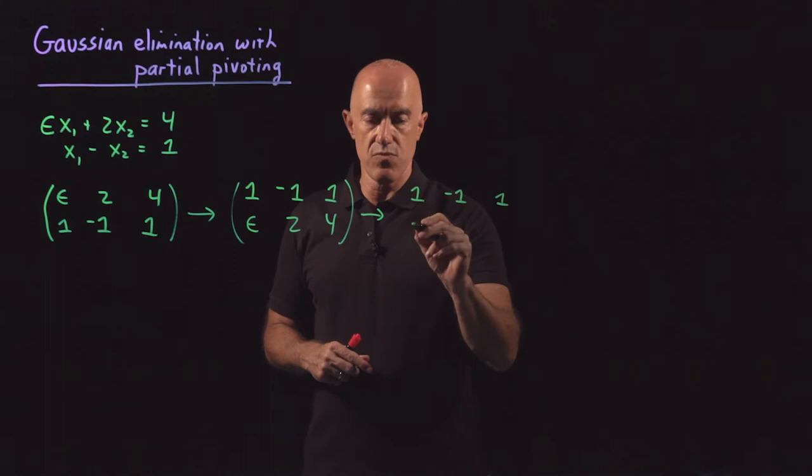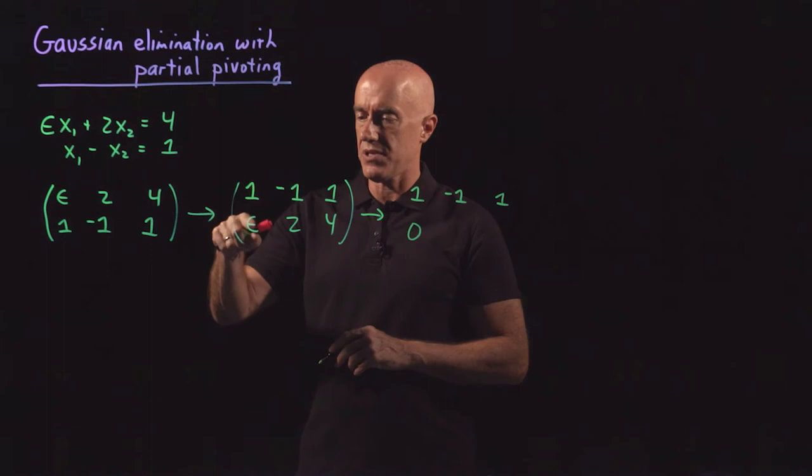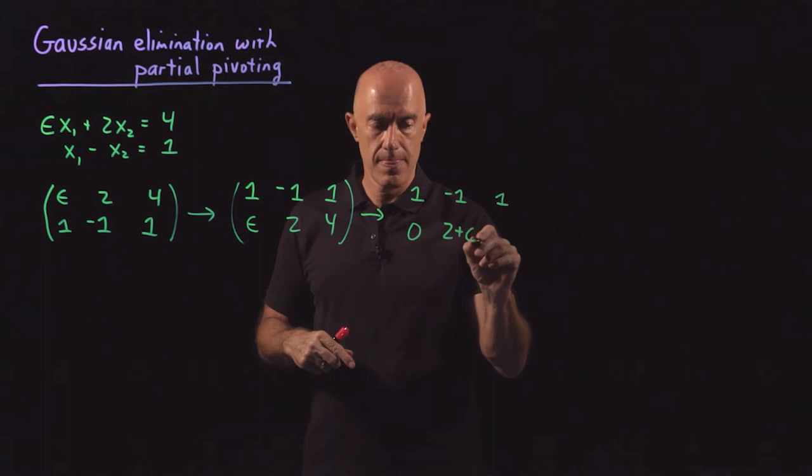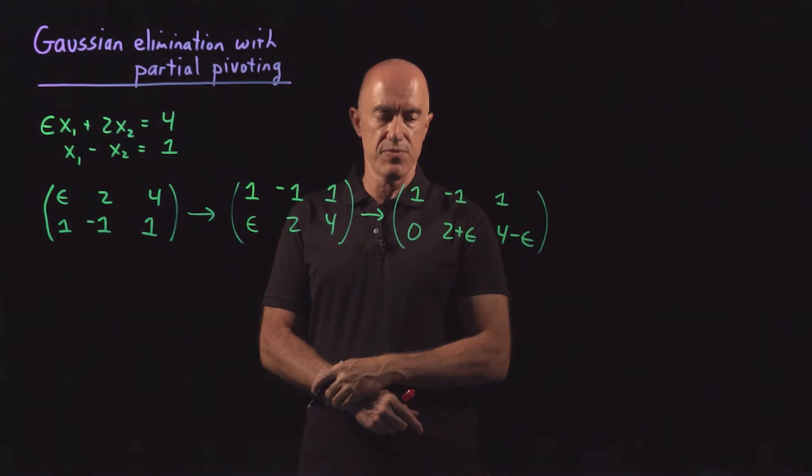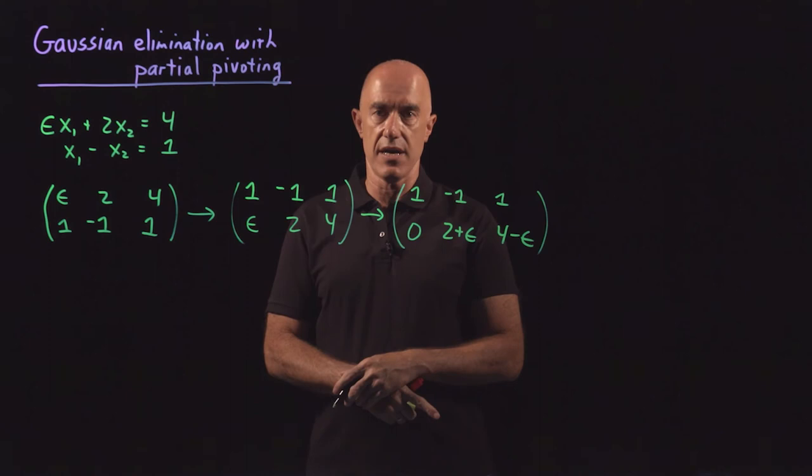Then we zero out the epsilon here. So we need to multiply by minus epsilon and add. So we end up with 2 plus epsilon. And we multiply by minus epsilon and add. So we end up with 4 minus epsilon. And that's the Gaussian elimination procedure. Now, 2 plus epsilon is 2, and 4 minus epsilon is 4, right?